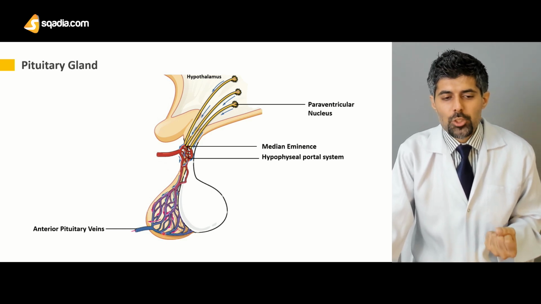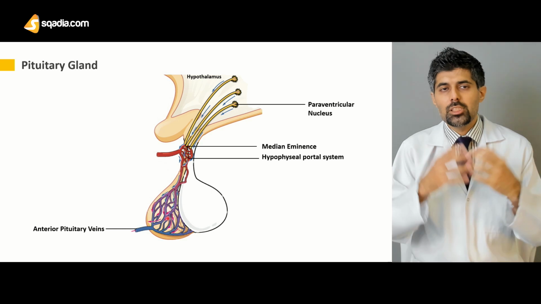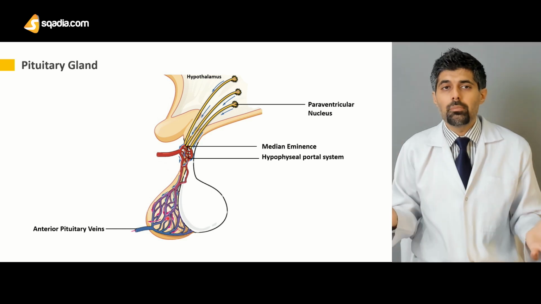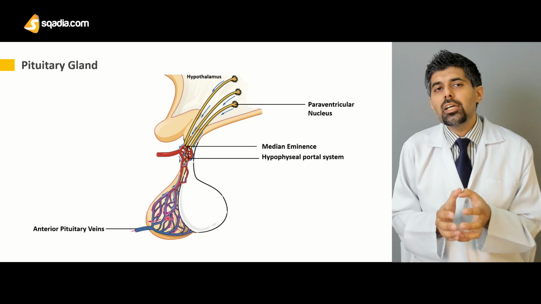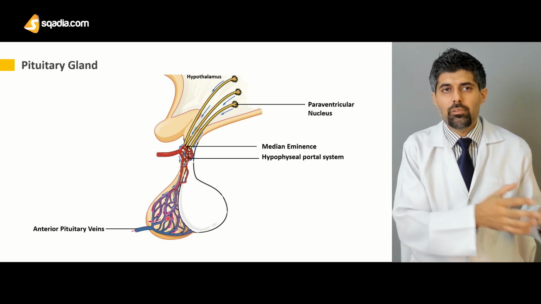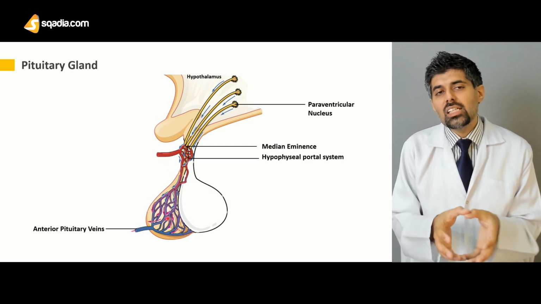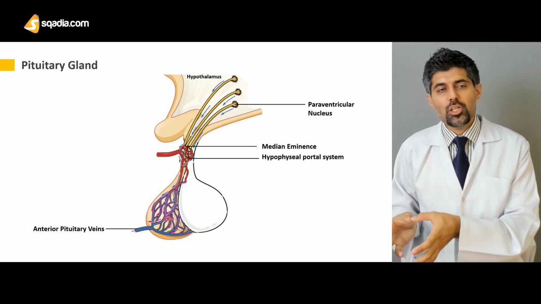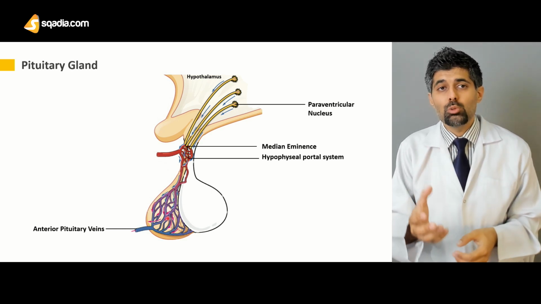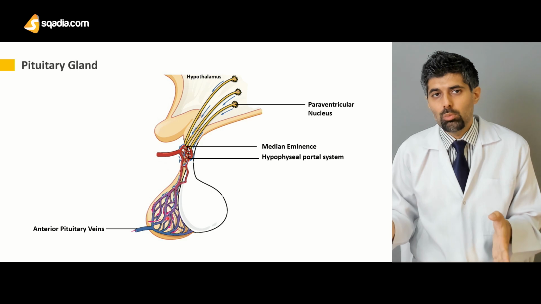Now, the anterior pituitary again has a sinusoidal web of blood vessels, and it contains a variety of different cells. And these cells are differentiated enough that they produce different types of hormones.